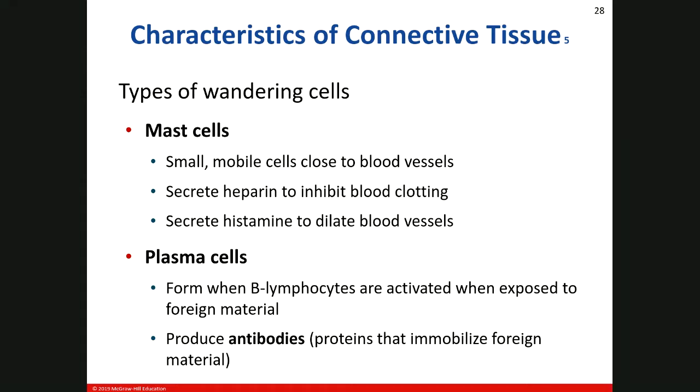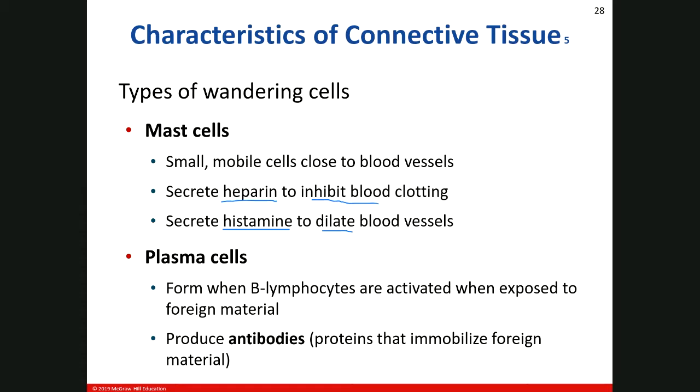And we'll find them in the connective tissue, but they're going to be in close proximity to blood vessels because they serve a couple different roles. They have two chemicals inside of them. One is heparin. You may have heard of that. Heparin's a blood thinner. And histamine. Most of you have definitely heard of that because you've heard of antihistamines. Heparin will stop the blood from clotting, and histamine will dilate the blood vessels.